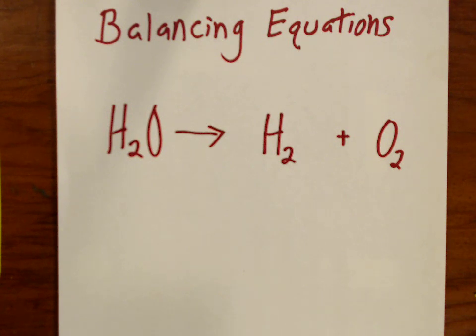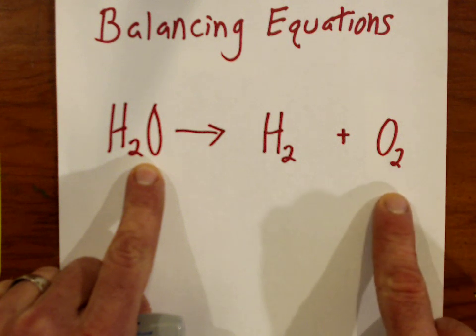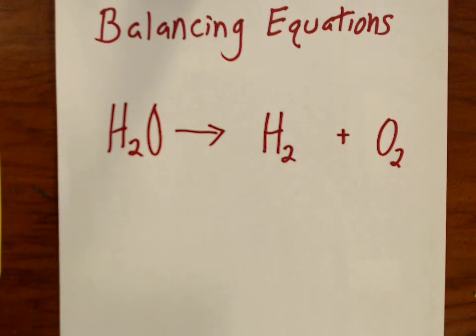As I said in the previous video, a balanced chemical equation obeys the law of conservation of matter. In other words, the total number of atoms on the reactant side of an equation must equal the total number of atoms on the product side of the equation. An equation that does not do that is unbalanced and does not have a whole lot of use in the world of chemistry. Here we have a wonderful chemical equation for the decomposition of water.